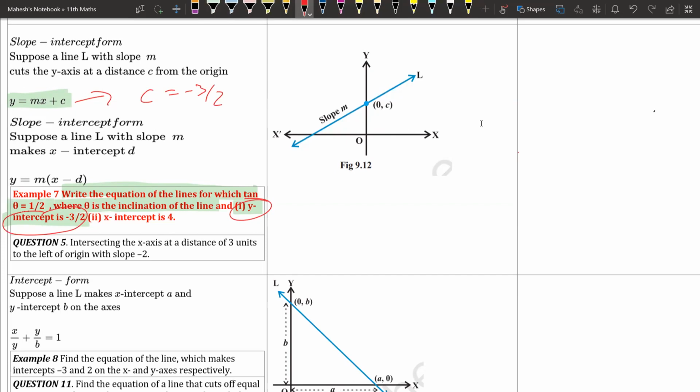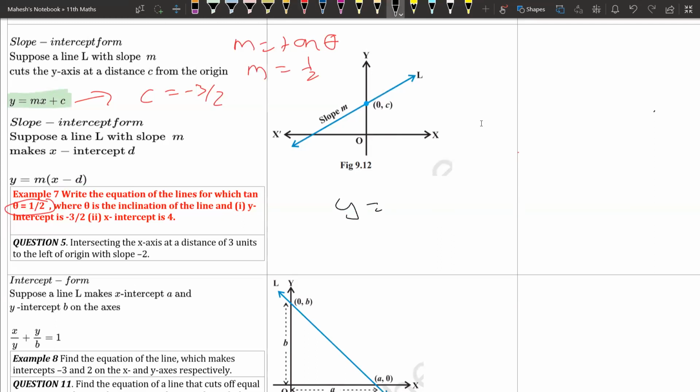The c here is the y-intercept. Further, we need a slope. As you must be knowing, the slope of a line is given by the formula tan theta, where theta is the angle of inclination. Clearly, when you read the question, tan theta is given to you. How much is it? That is half. So I can write m as half.